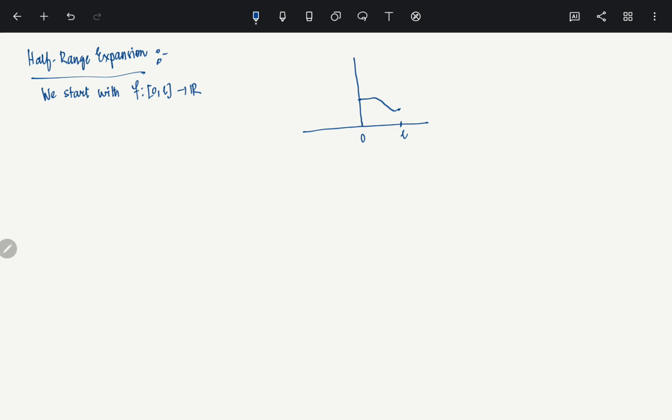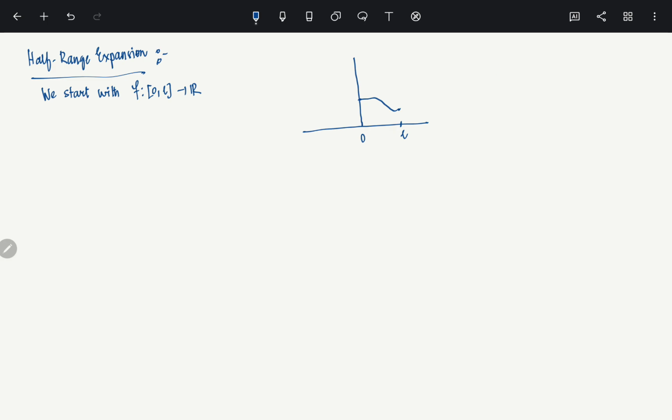How do we put the Fourier series in action? We know how to work with this sort of function, say the Fourier series of a function from minus L to L. For this sort of function, we know how to work with the Fourier series. So what to do here? The function is only defined between 0 and L. So what we do is this.